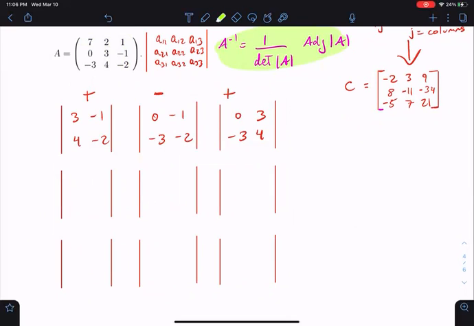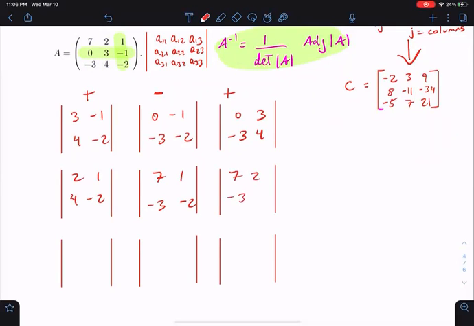Of 0, right? So the cofactor of 0 is this. So this is 2, 1, 4, -2. What's next? The cofactor of 3. What's the cofactor of 3? Right? It's 7, 1. Then we have -3 and -2. What is the cofactor of -1? The cofactor of -1 is 7, 2, -3, and 4.